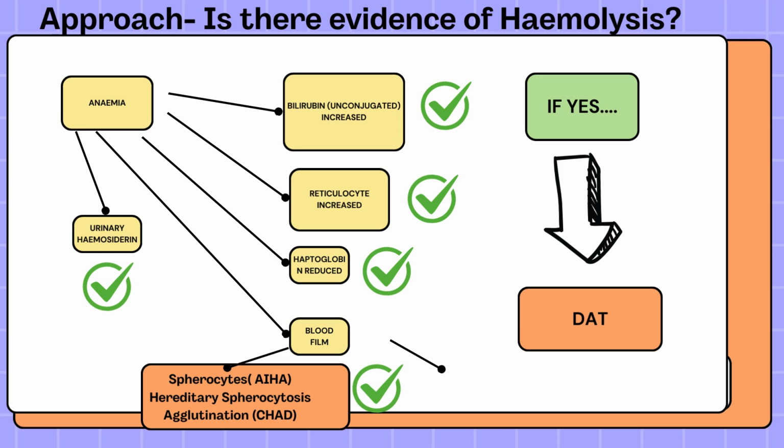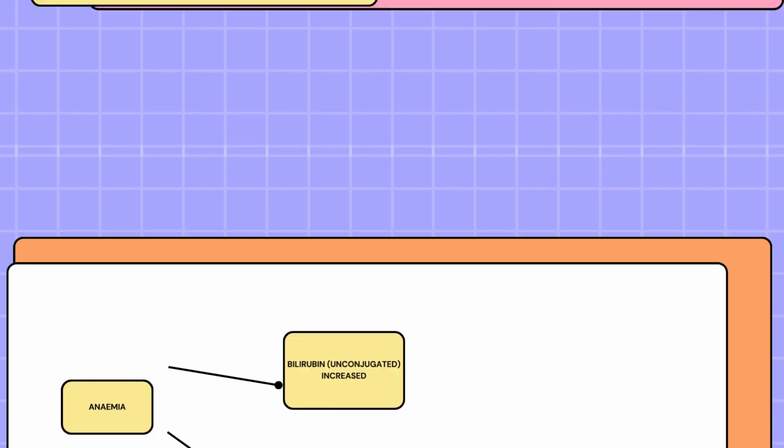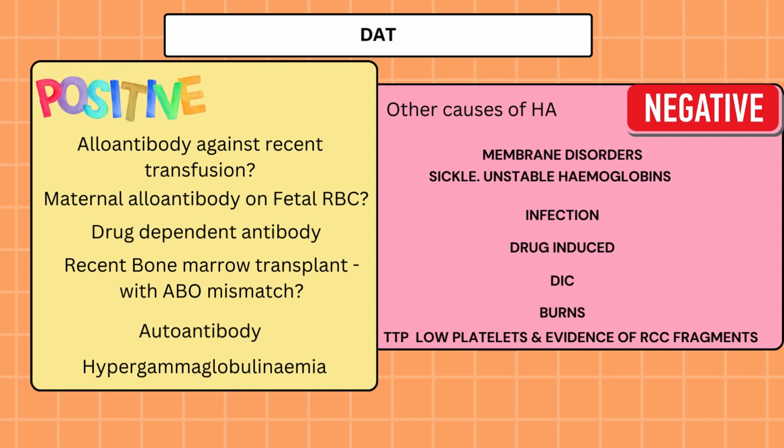So if these things are positive on the lab results, then you would go on to do a direct antibody test to check if this is a non-immune or immune cause. A positive direct antiglobulin test indicates the presence of an immunoglobulin, IgG, IgM, or IgA, or complement bound to the red cell membrane. A positive DAT in the presence of hemolysis suggests an autoimmune cause, but you need to ask some further questions in the history before a diagnosis of autoimmune hemolytic anemia can be made.